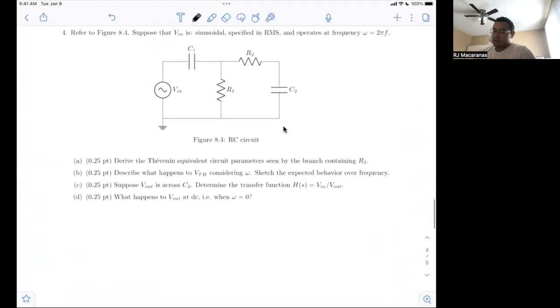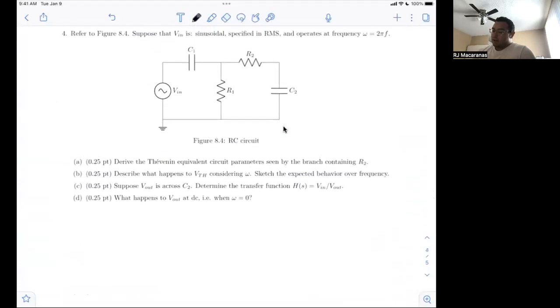For this next one, we are looking at kind of like a second order filter here, super fun analysis. So we're going to start off by deriving the Thevenin equivalent circuit seen by the branch containing R2. So this whole section is a branch, right? So that's a branch. This is a separate branch, but we're just considering this section, this branch containing R2 here.